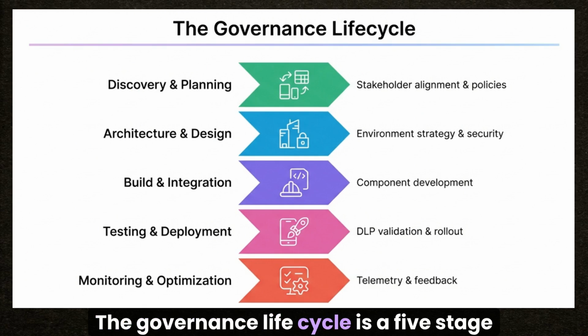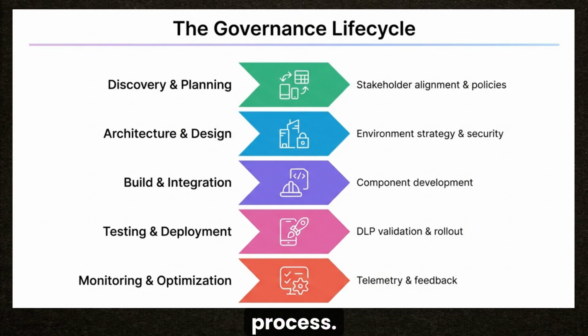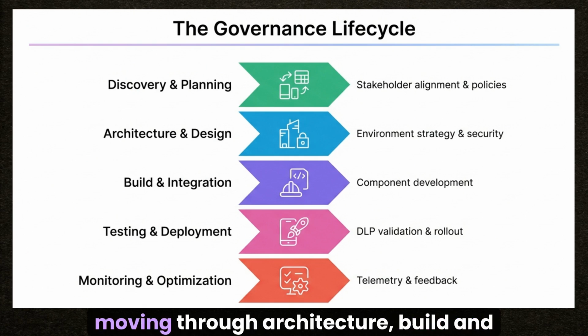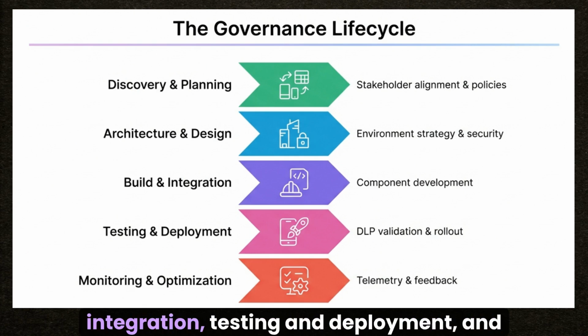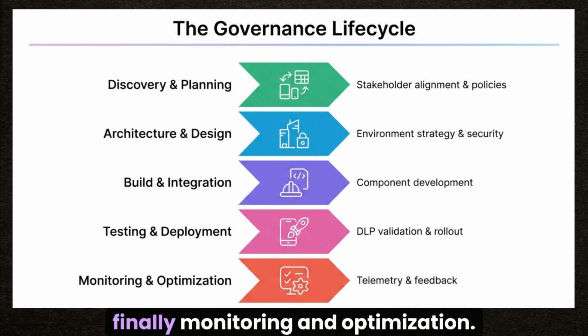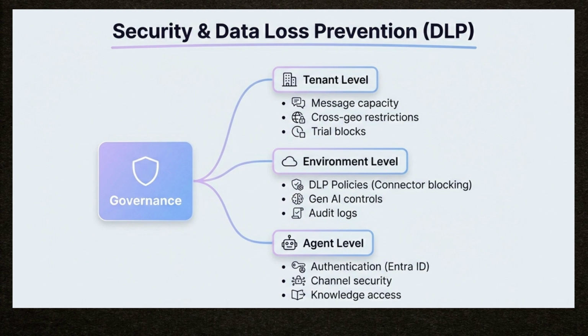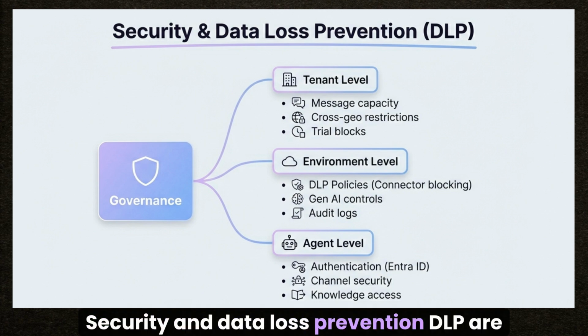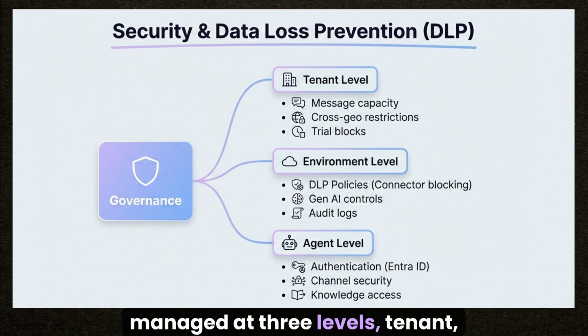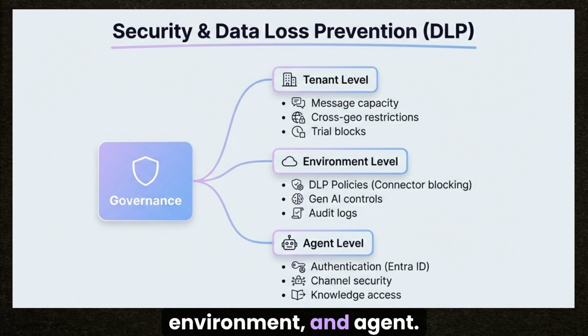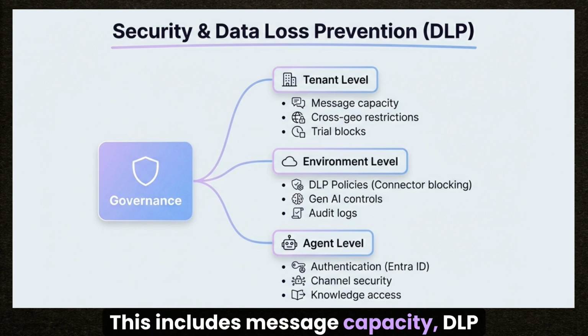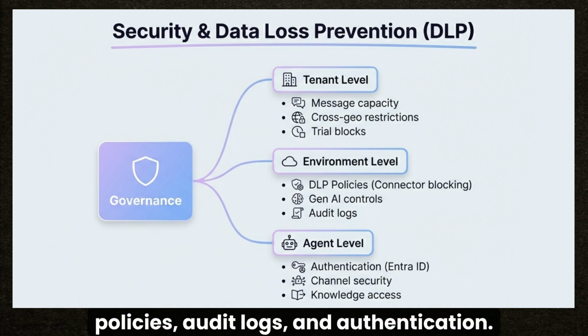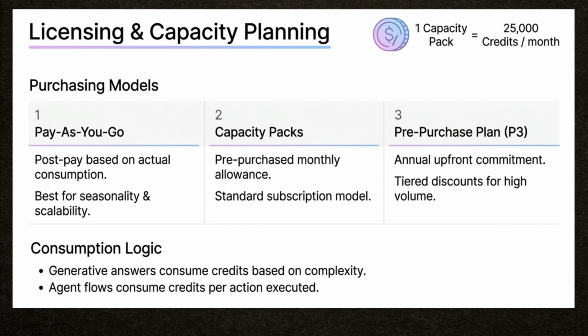The governance lifecycle is a 5-stage process, starting with discovery and planning, moving through architecture, build and integration, testing and deployment, and finally monitoring and optimization. Security and data loss prevention, DLP, are managed at 3 levels: tenant, environment, and agent. This includes message capacity, DLP policies, audit logs, and authentication.